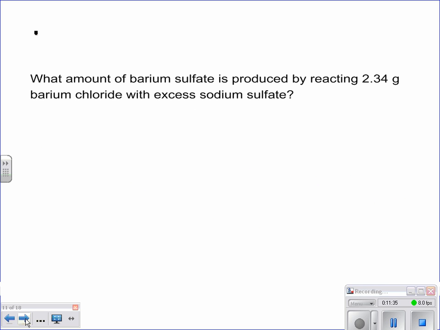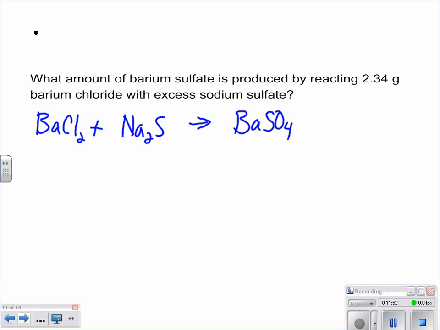Okay, here it says what amount of barium sulfate is produced. So I know my barium sulfate is going to be on this side, and it says we're reacting barium chloride with excess sodium sulfate. So at this point, do I just need to balance it now, or is there something else? There's something else. What else do we need to do before we can balance?